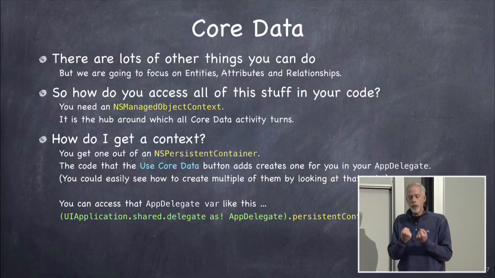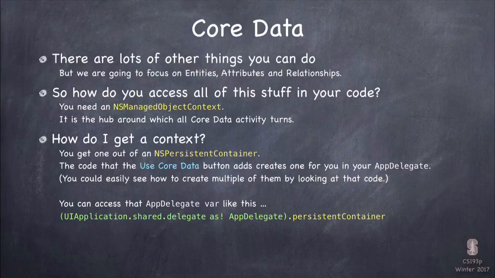So how do I get one of these NSManagedObjectContexts? And the answer is you need a persistent container. Woohoo! And you know where to get one of those. You just click Use Core Data, and it's going to appear in your app delegate. You're going to get that lazy var. It's called persistentContainer, and that is going to be a persistent container. And from that, you can get the context.